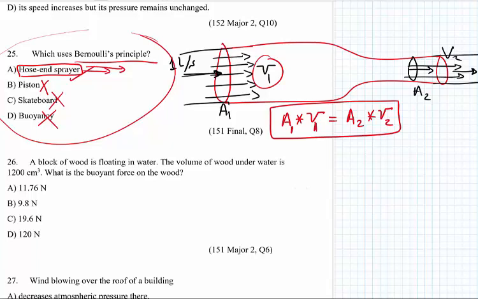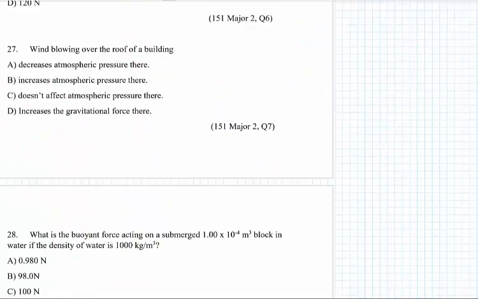Like in this case, if this velocity is very low, I expect the pressure to be high. And on the other side, if the velocity here is high, I expect the pressure in this area to be small. Okay? So let's see some problems that might include the pressure as well.